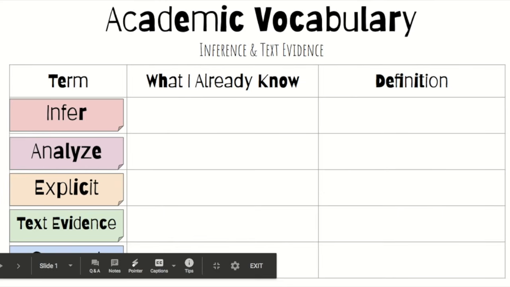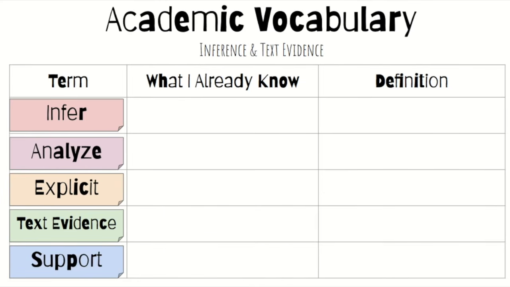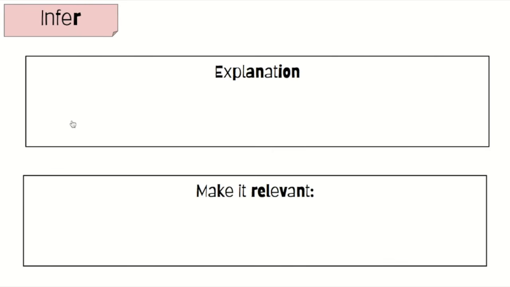Good job, y'all. All right, teachers, I have this digital foldable that students can use. All they have to do is write what they already know, the definition, and then they click right here. They write the explanation that we give them, and then they make it relevant to themselves. So how does this affect them, or when have they used this word, or how can they remember this word based on their life experiences?